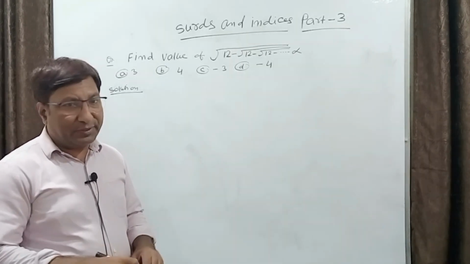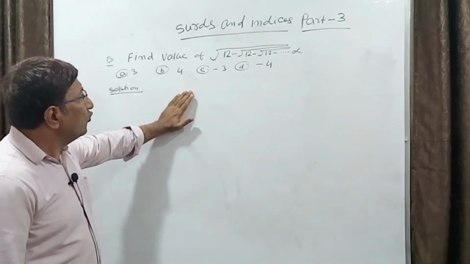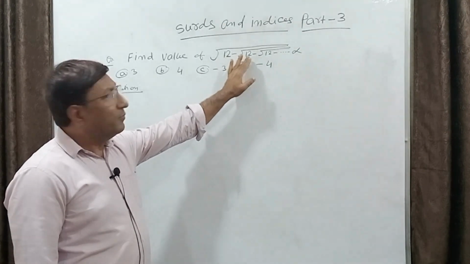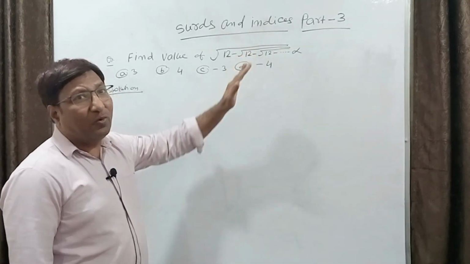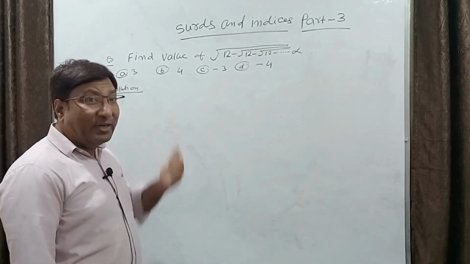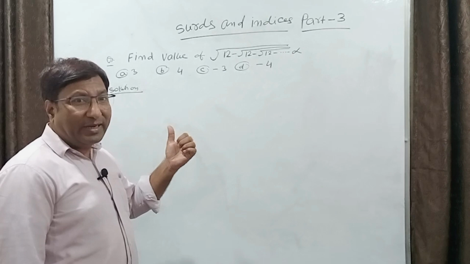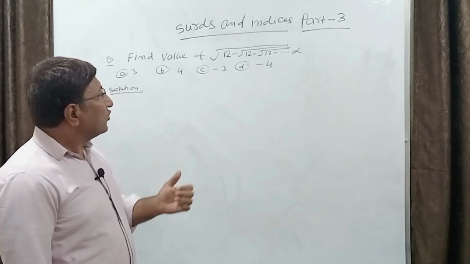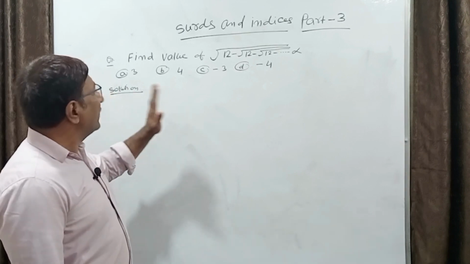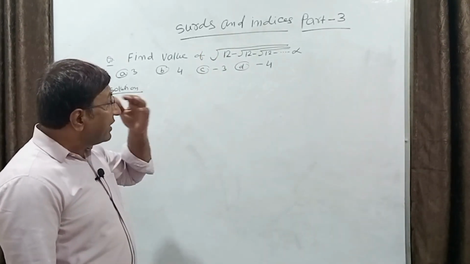Now see the next question. The next question is: find the value of root under 12 minus root under 12 minus root under 12, going up to infinity. For this type of question again we have two methods, the basic method and the technique method. First I am explaining the technique method to find the value of this.